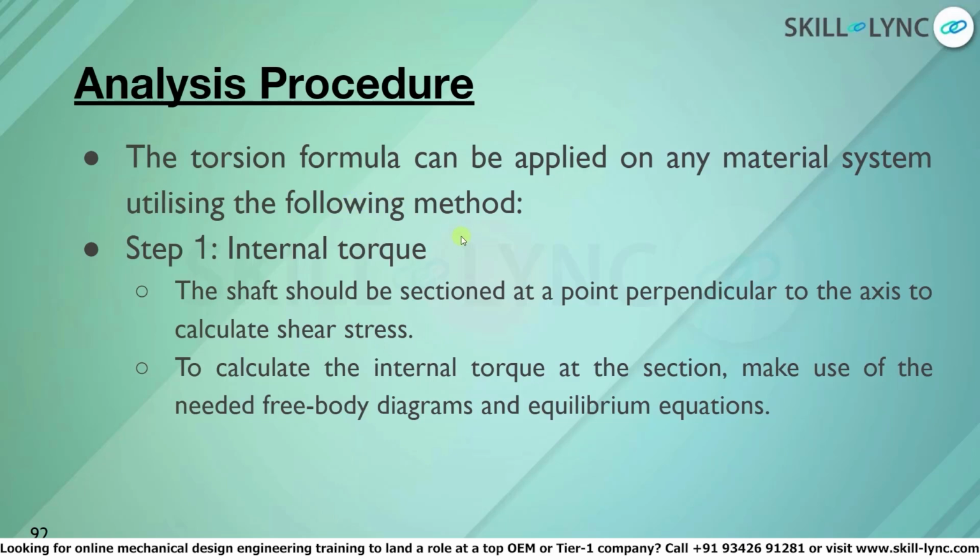Next, we come to the analysis procedure. The torsion formula can be applied on any material system, and for any material system, this procedure should be followed to find the desired values. The first step would be to address the internal torque. The shaft should be sectioned at a point perpendicular to the axis to calculate shear stress. Now to calculate the internal torque, we need to take free body diagrams and equilibrium equations.